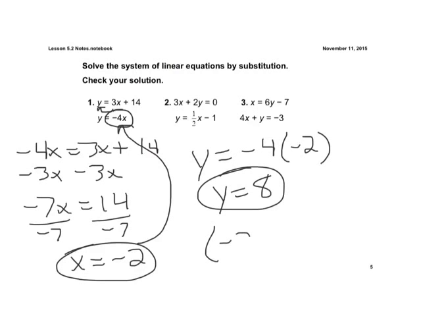All right, then we have an ordered pair. X is first, y is second, negative 2, 8. If we were to substitute them in, they would check out, and they work. That's our solution. Okay, so go ahead and try 2 and 3 on your own. See if you can get the answers there.